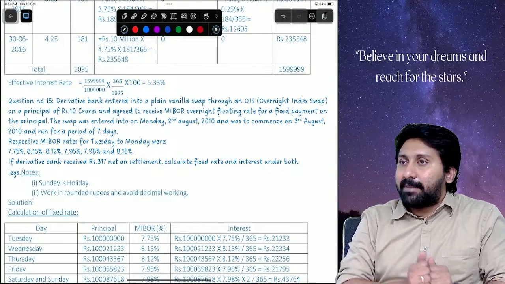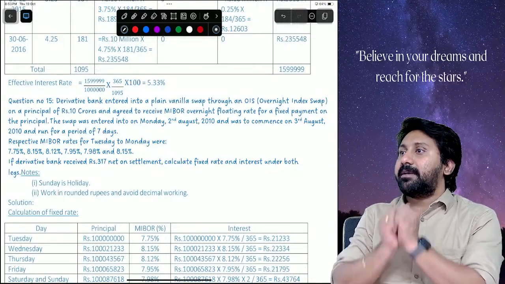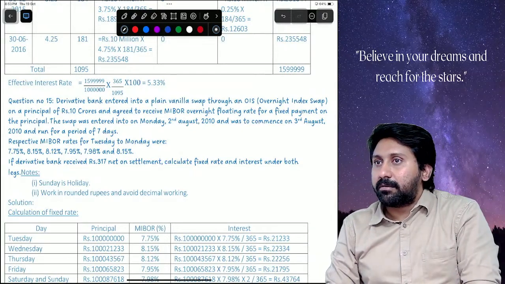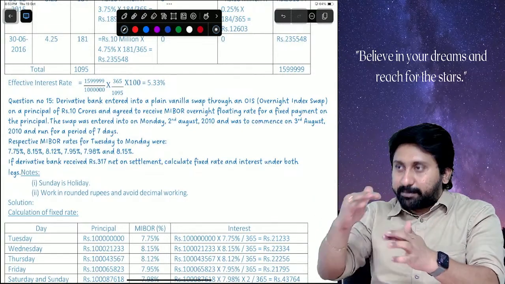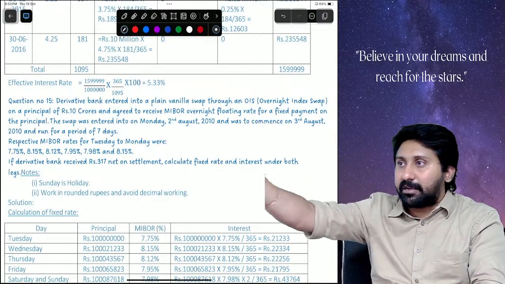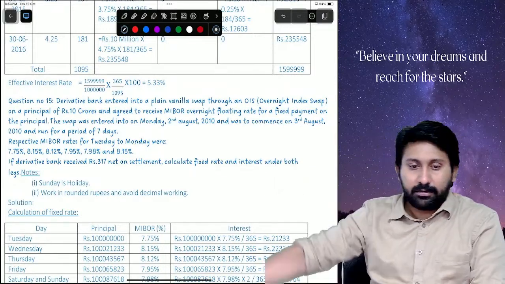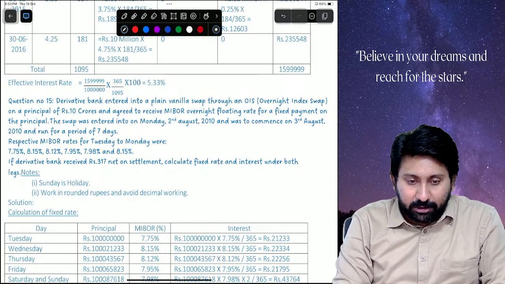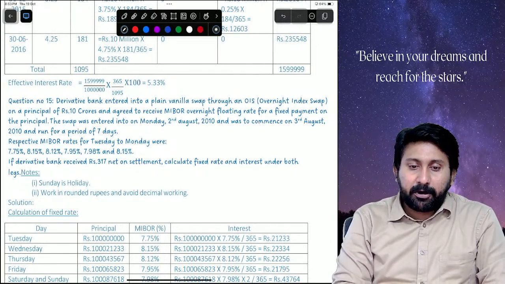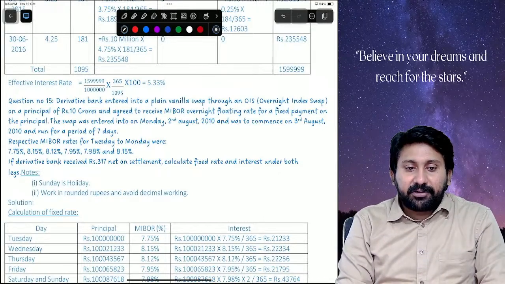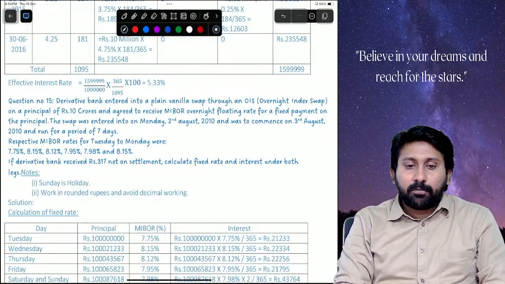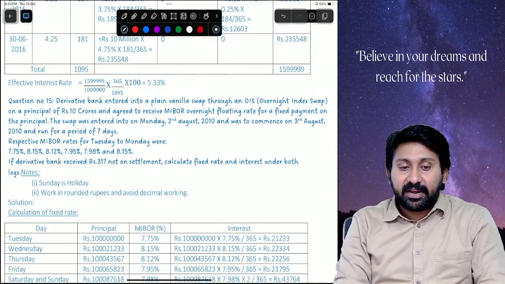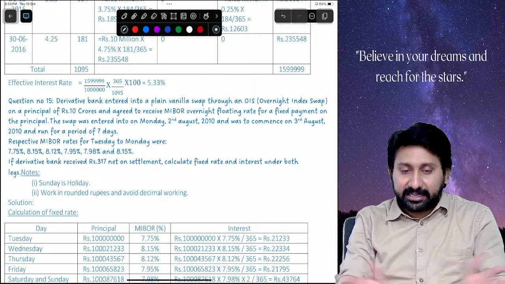Because you entered on Monday, the Monday rate you can't take. Entered on Monday, somewhere around 2:30 at the time I entered, so on that day I can't work on swaps. From the next day onwards it will work. The rates are 7.75, 8.15, 8.12, 7.95, 7.98, 8.15. If the derivative bank received rupees 317 net on settlement, calculate the fixed rate and interest under both legs.